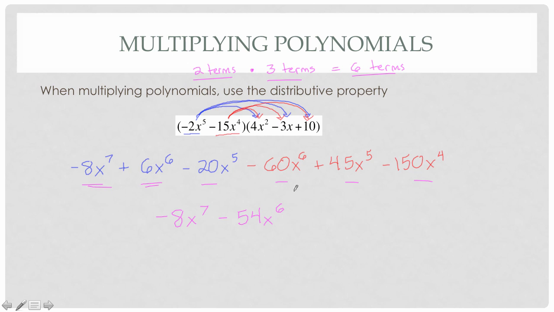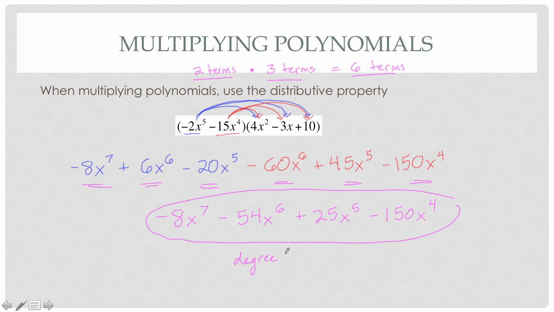There, we've taken care of those terms. Now I've got negative 20x to the 5th plus 45x to the 5th. That's going to be 25x to the 5th. And for my last term, I've still got minus 150x to the 4th. So some things simplify nicely and you always want to double check. But there's what I get. When I multiply my 2 polynomials together, I get that degree 7 polynomial with 4 terms.